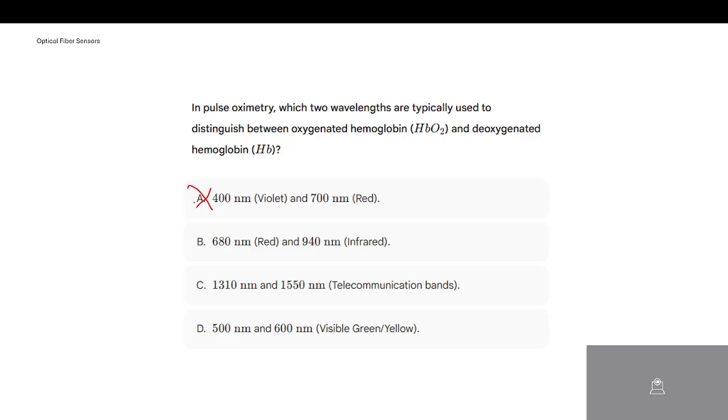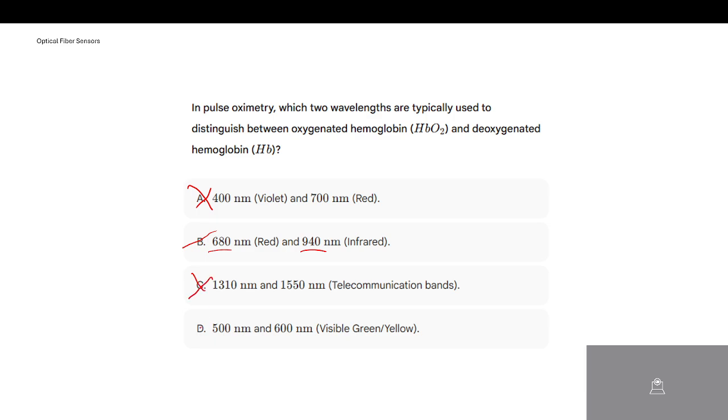This is not correct. Violet and red we are using because the oxygenated porphyrin absorbs near 940, and deoxygenated hemoglobin, which is porphyrin containing iron, absorbs near the 680 nanometer red, which is almost near to red. So this is the correct answer.